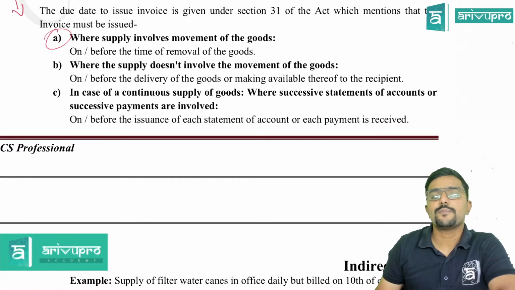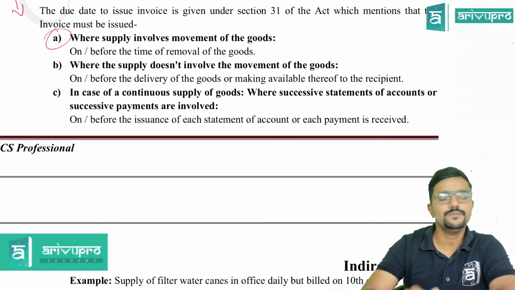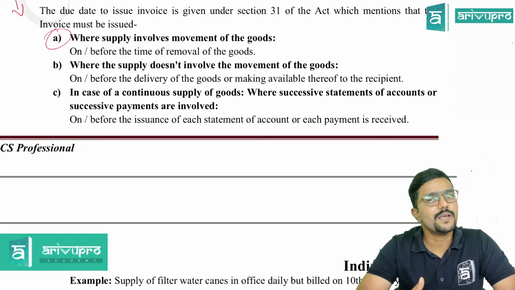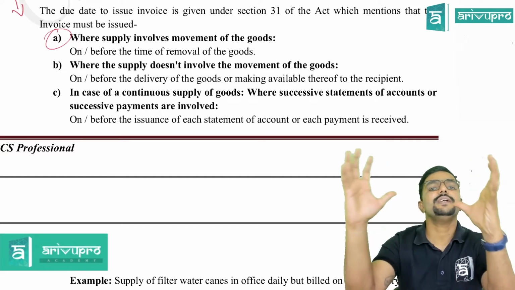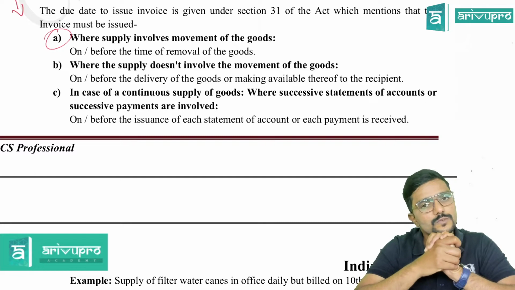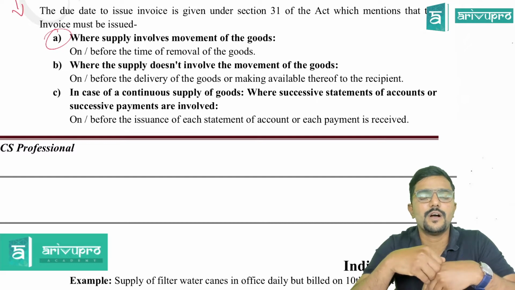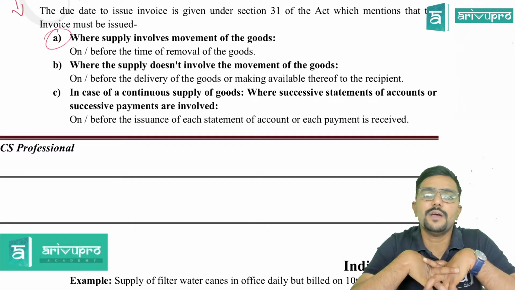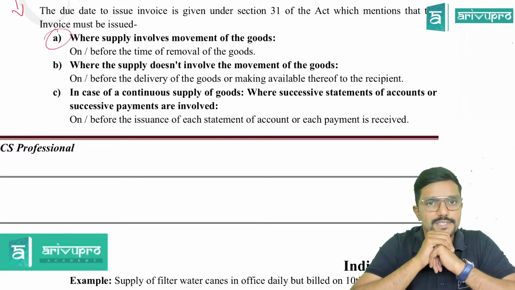In case of continuous supply of goods, where successive statements of accounts or successive payments are involved. Now, assume I am the supplier of water bottles. Infosys has asked me to supply 10 water bottles of 15 liters every day. Payment will not be made on a daily basis. Payment may be made once in 15 days or once in 20 days. So assume once in 20 days, you give me a statement of how much water I have supplied during the period of 20 days. Infosys told me, I will make the payment to you. In that case, what is the due date to issue the invoice is given here.